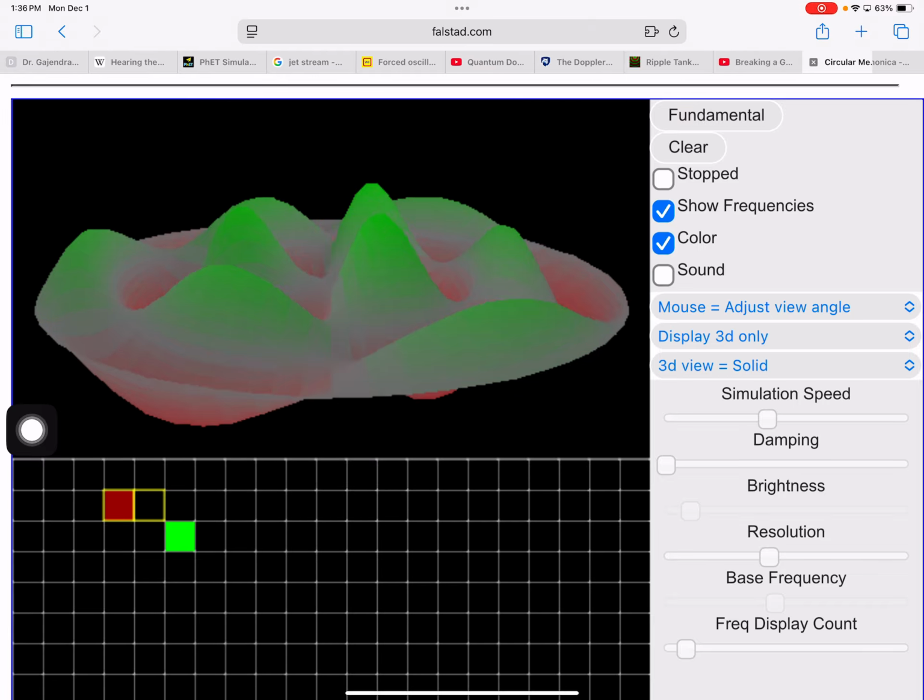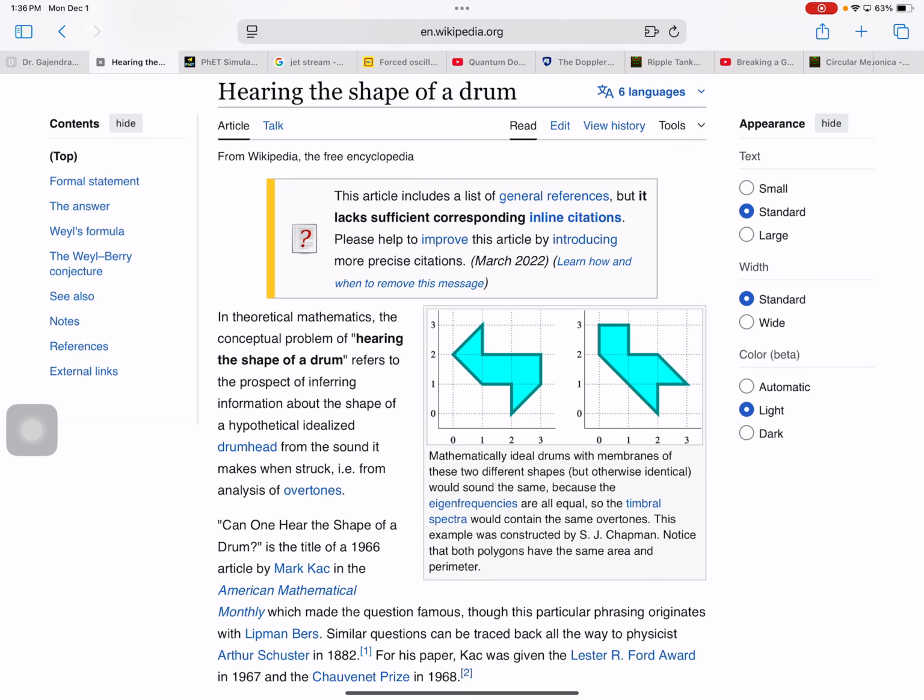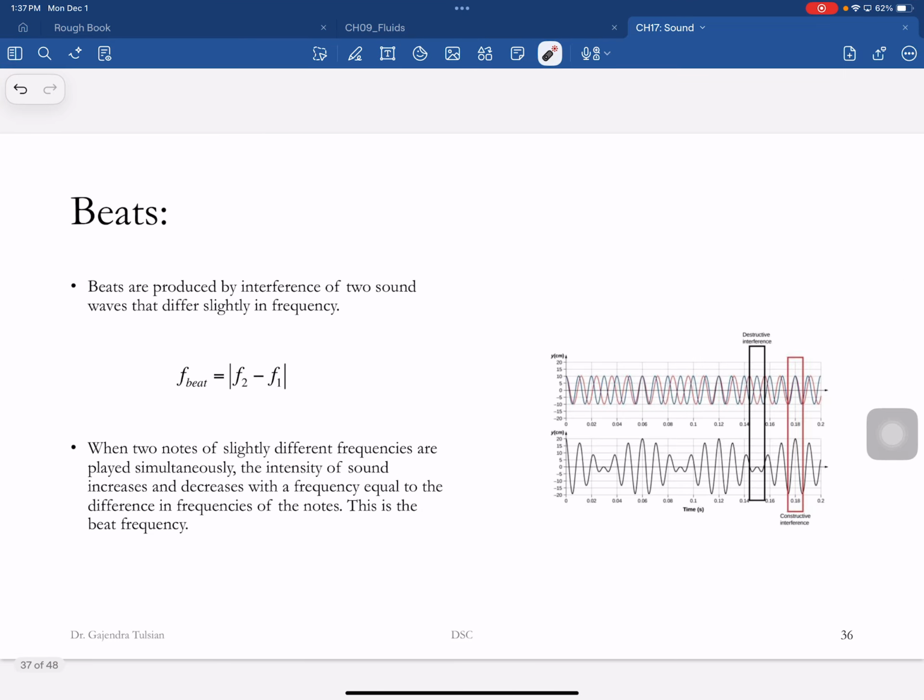So this was a very famous problem, and it turns out that Mark Kac solved this problem. He's a famous mathematician. It turns out that two different drums, see, these two shapes produce the same frequencies, have the same eigenfrequencies. And it turns out that to have the same eigenfrequencies, the perimeter has to be the same and the area has to be equal. Okay. But these are different shapes, and they have the same eigenfrequencies. Okay.